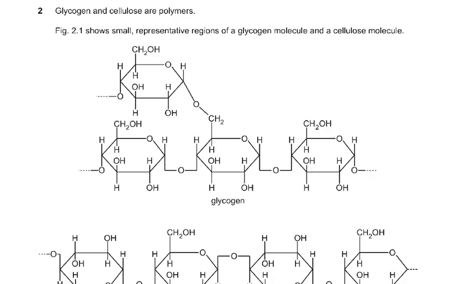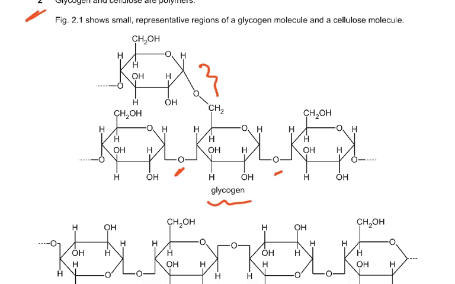Question 2. Glycogen and cellulose are polymers. We all know that is biological molecules chapter. Figure 2.1 shows small representative regions of a glycogen molecule and a cellulose molecule. You can see here, this is the 1,4 glycosidic bond and this is the 1,6 glycosidic bond in glycogen.